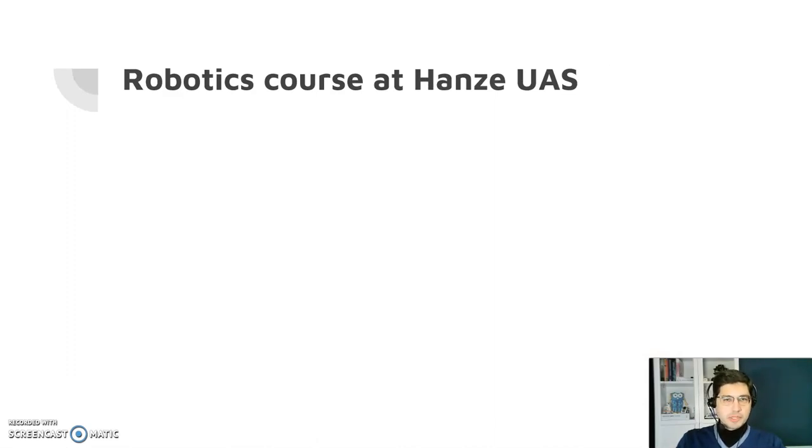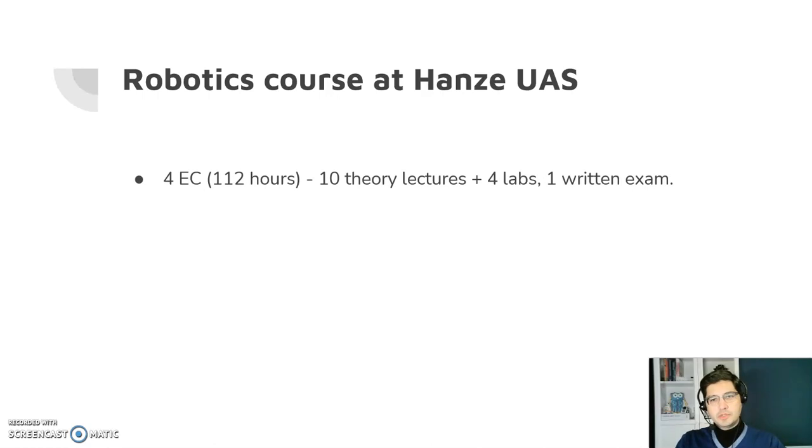So what is this robotics course anyway? Well, the robotics course is a second year course for electrical engineering. So it is a course of 4 credits, 4 ECs, 4 European credits. And the European credits are measured 4 ECs. That means approximately 112 hours of student work. So not 112 hours of lectures, of course. We have actually only 10 lectures, 1 per week, lectures of 2 hours, and then 4 labs, and at the end, 1 written exam.